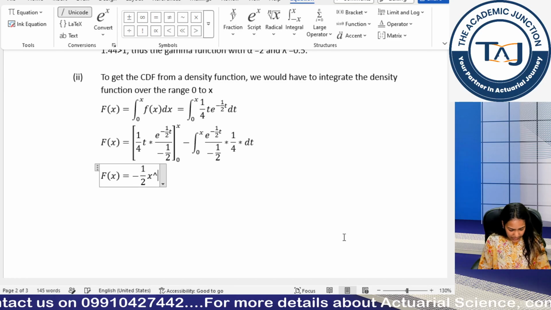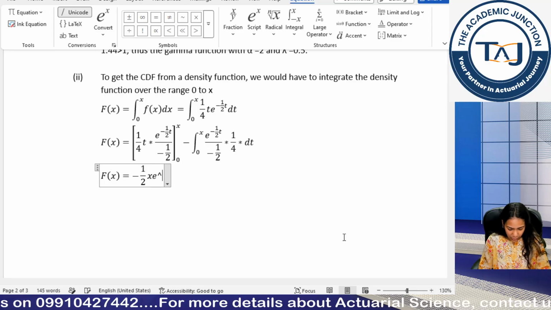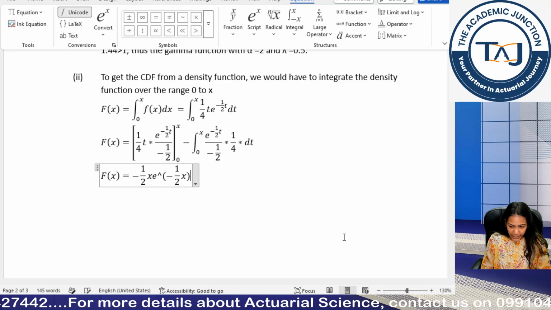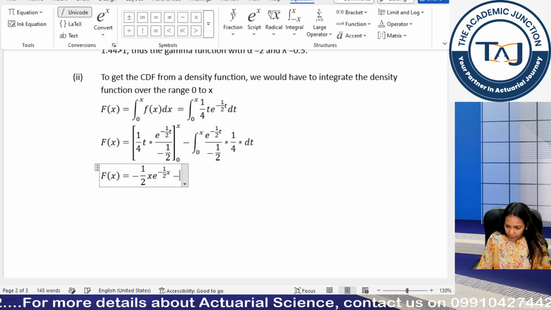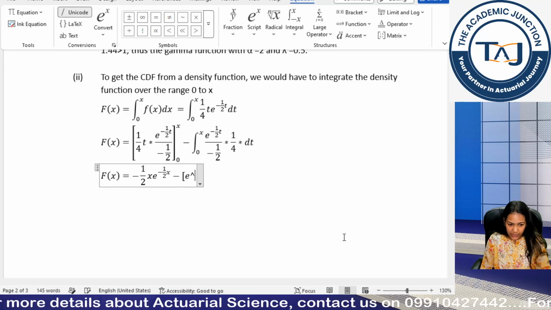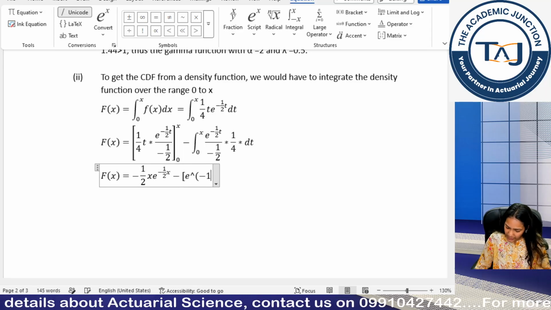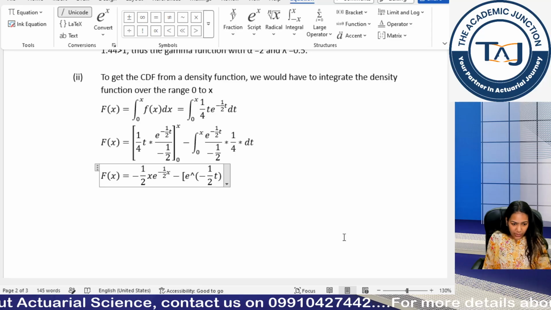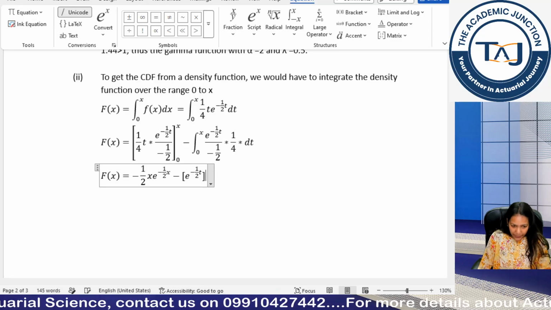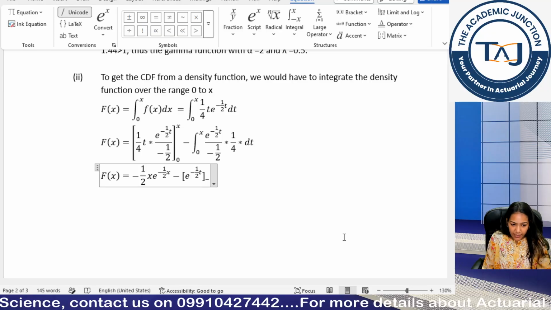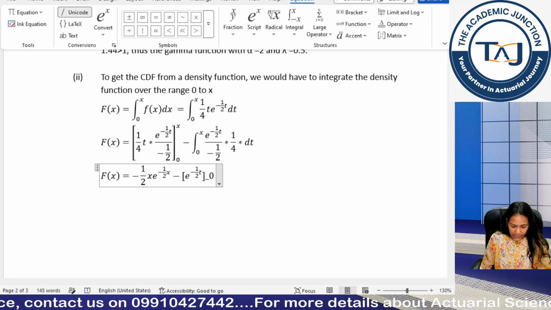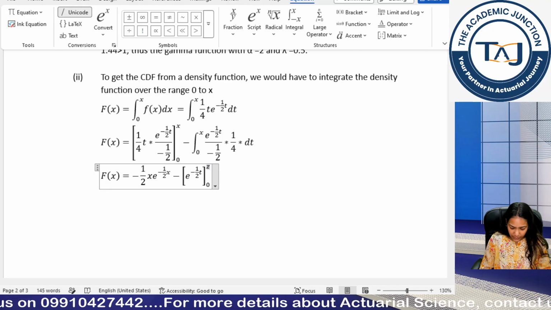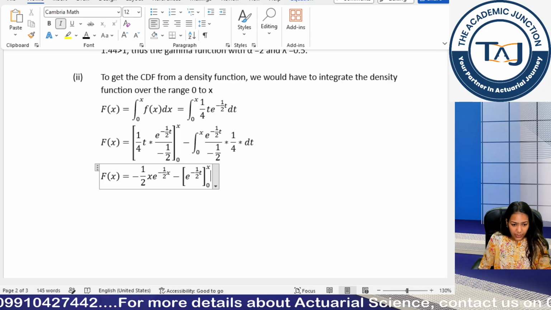It was x e raised to the power minus 1 by 2 x, brackets closed, minus e raised to the power 1 by 2 t, brackets closed, exponential, bracket closed. Now we have to place the limits. Its lower limit is 0, upper is x.